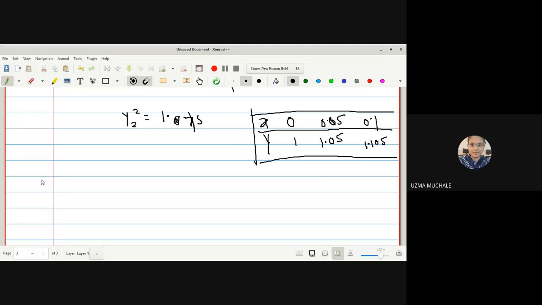And now you have to solve it very carefully. Use your calci to solve the examples. dy by dx is equal to x square plus y, y of 0 is equal to 1. This is given to us. We have to find out y of 0.02, considering h is equal to 0.01.